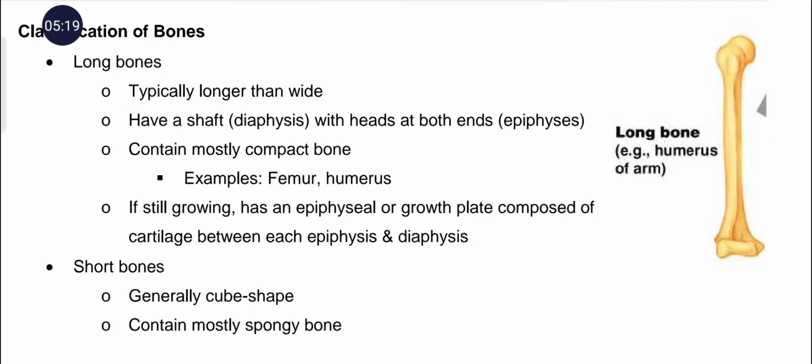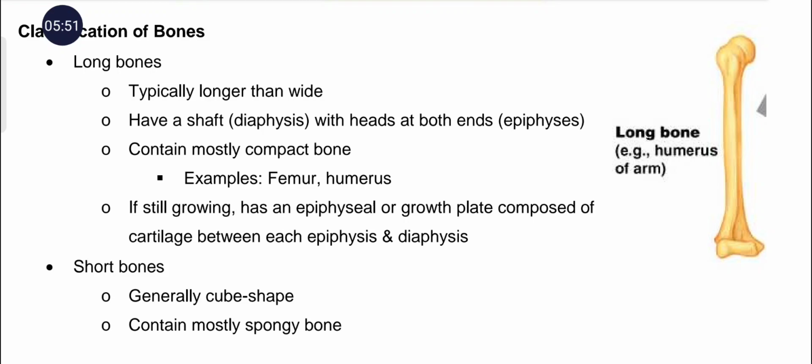Long bones typically are longer than wide. In the diagram you can see the structure. It has a shaft or the body which is also known as diaphysis and two ends which are called epiphysis. It contains mostly compact bone. Examples are femur and humerus. If still growing, it has an epiphyseal growth plate composed of cartilage between epiphysis and diaphysis. So cartilage is present over the structure of the epiphysis, which acts as a cushion for the long bones.